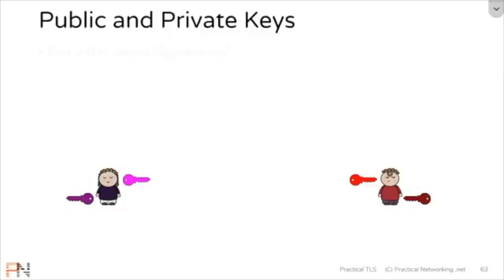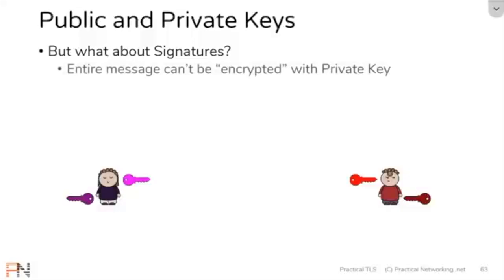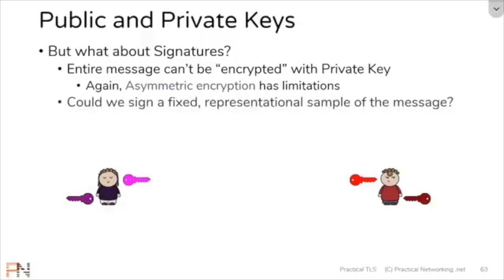But what about signatures? We talked about earlier how you can use signatures to attain integrity and authentication on a message by encrypting something with your own private key. But again, asymmetric encryption has limitations. You can't simply encrypt an entire message with a private key. Instead, what we'd like to do is simply encrypt a smaller, fixed representational sample of that message. If only we had a way of converting messages to smaller representational sizes.